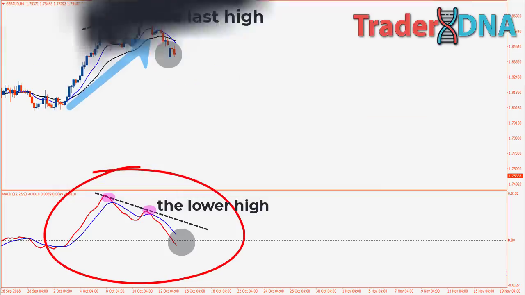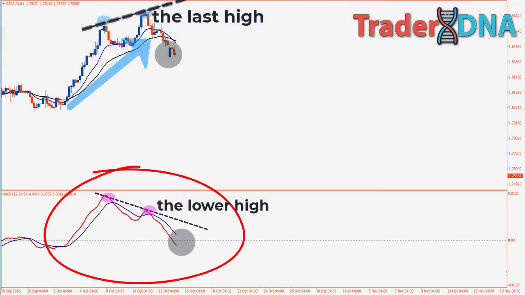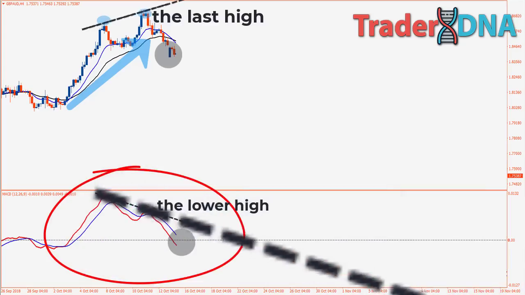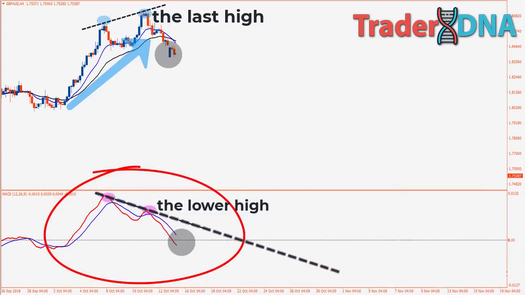The price creates a higher high. The line goes up. And the indicator creates a lower high. The line goes down. This is called a 2 divergence. That's what usually happens after a divergence, a reversal. The momentum switches from bullish to bearish, or we get a technical correction.